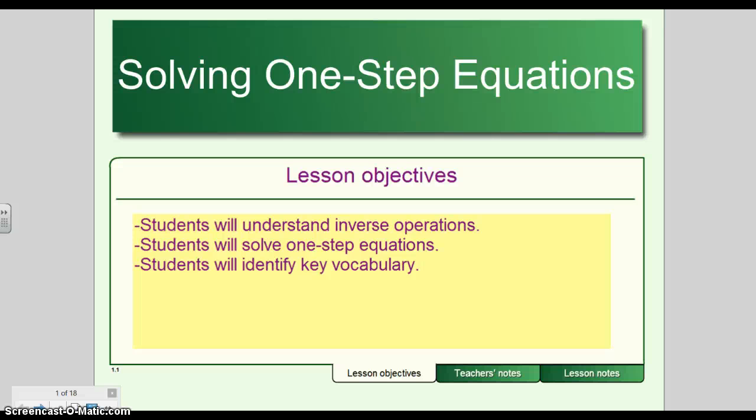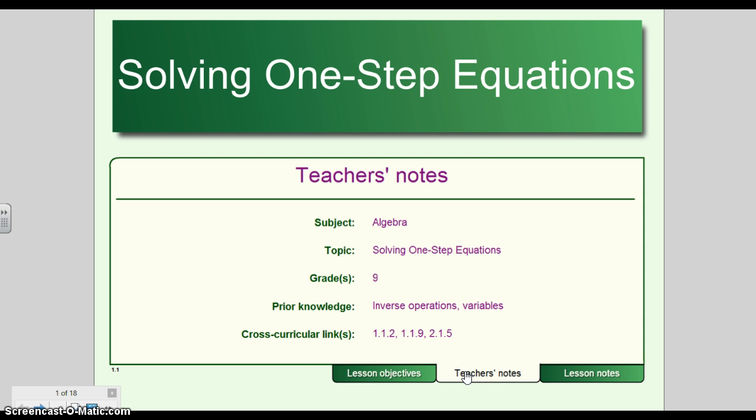This is my interactive SMART file for solving one-step equations. The lesson objectives are that students will understand inverse operations, solve one-step equations, and identify key vocabulary. Under Teacher's Notes, it lets you know the subject area, which is Algebra 1, the topic, solving one-step equations. It's intended for 9th grade, and prior knowledge that's needed is students need to understand inverse operations and what variables are.